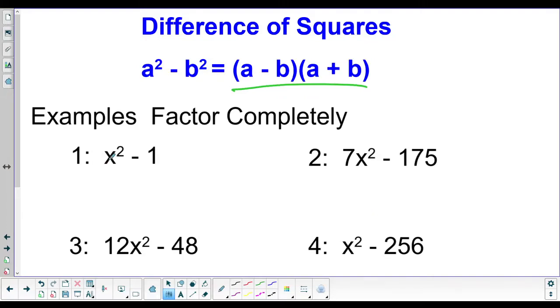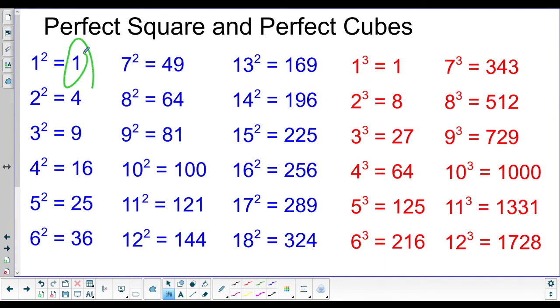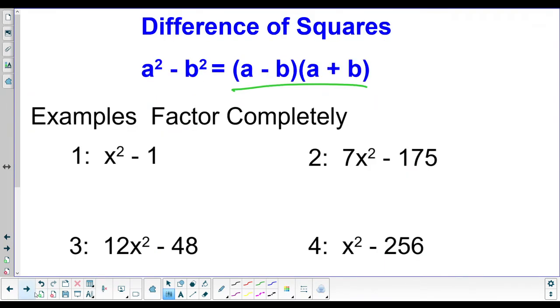All right, so let's look at number 1 here. We have x squared. That's a big tip-off. And then 1. 1's on this list. It's a perfect square. So what we're going to do to find A and B is take a square root of this and a square root of this. The square root of x squared cancels the squared, so it's just x. So A is going to be x, the A value here and here. And then B is going to be the square root of 1, which is 1.